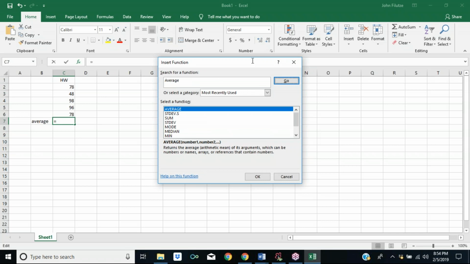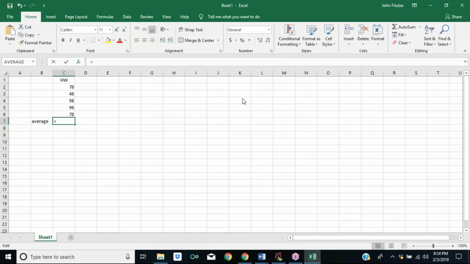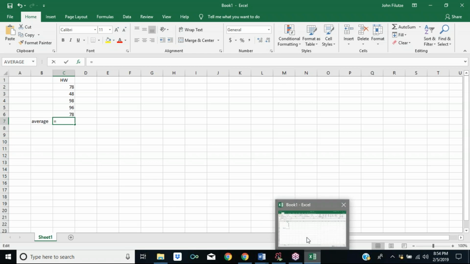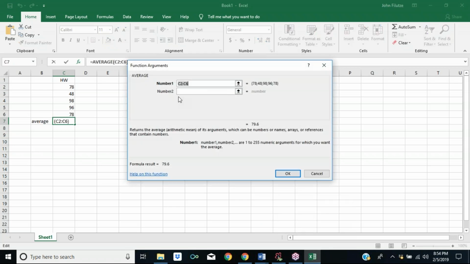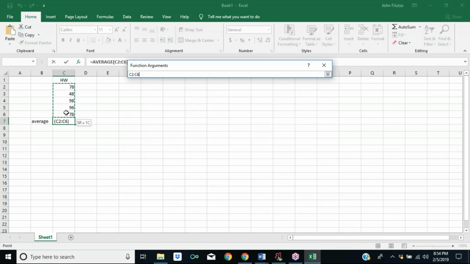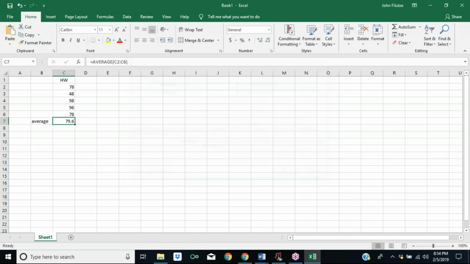Oops, that's not what I wanted, right? Okay, so click average, and then highlight the cells that you want to add together and find the average of. So this calculates it for me. This way, if I change a grade, oh, I made a mistake, they got 100%, it automatically recalculates the average.